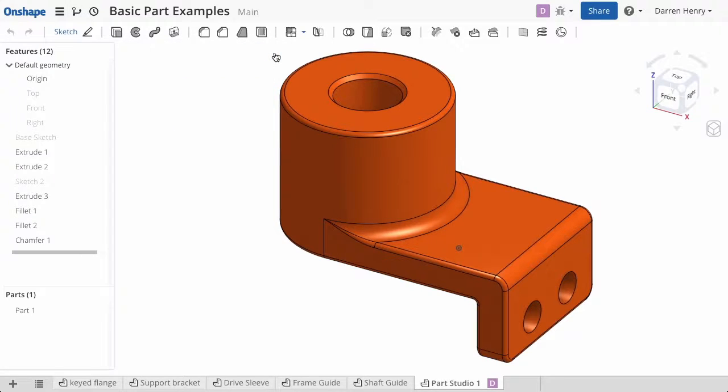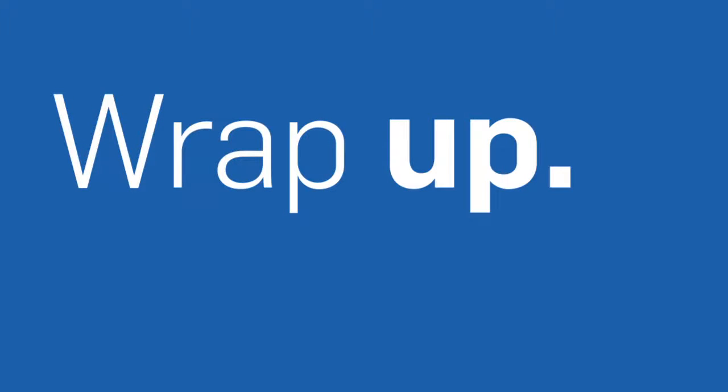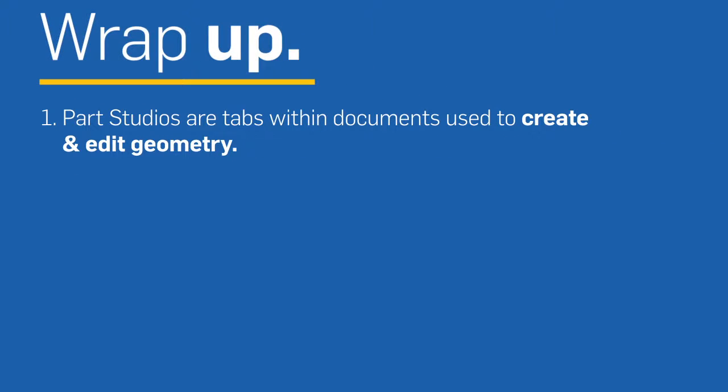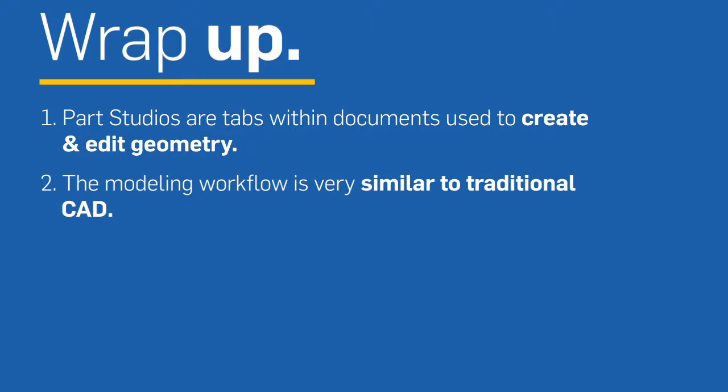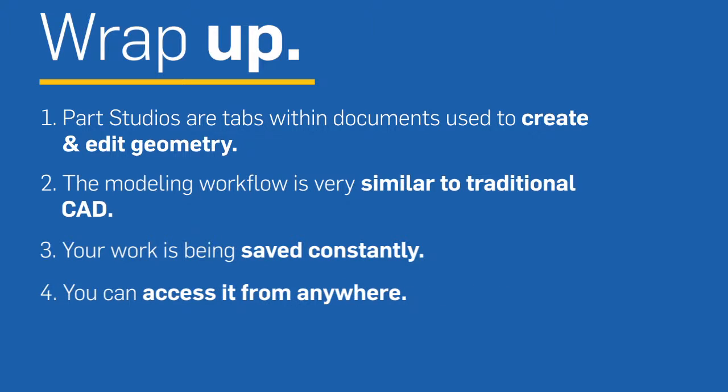Of course, having this document in the cloud also creates new and amazing ways to collaborate, but we'll cover that in another video. Let's summarize. Part studios are tabs within documents used to create and edit part geometry, and the modeling workflows are very similar to traditional CAD. Your work is saved constantly, and you can access it from any device. Data management is also built in.